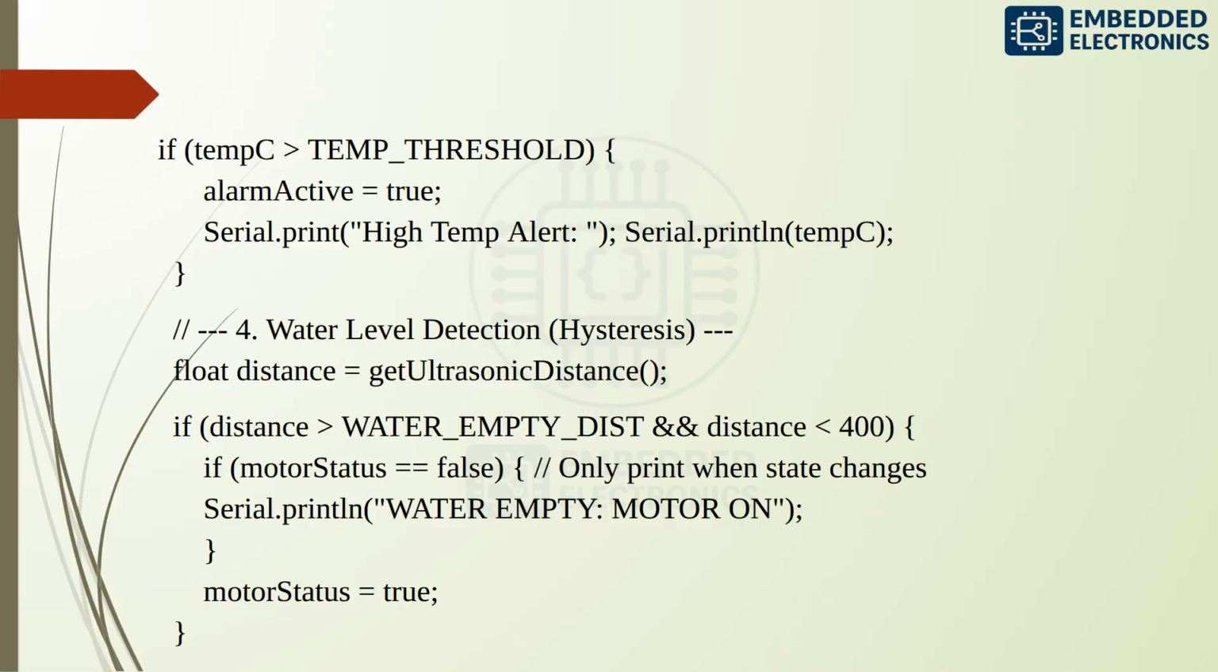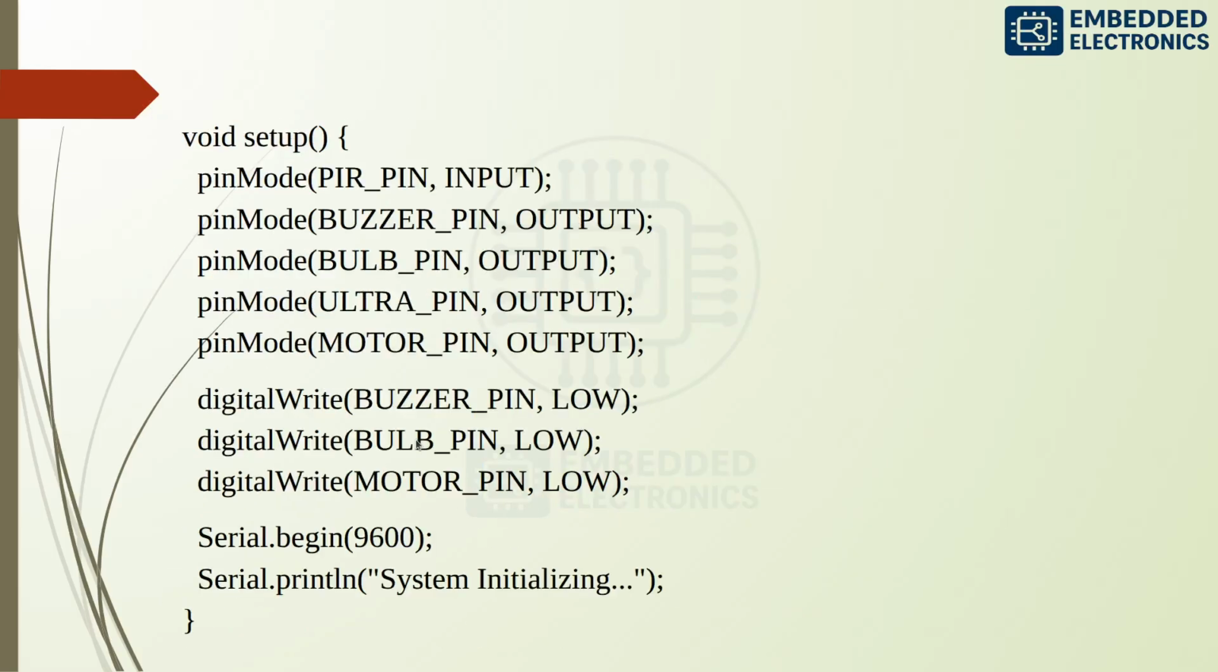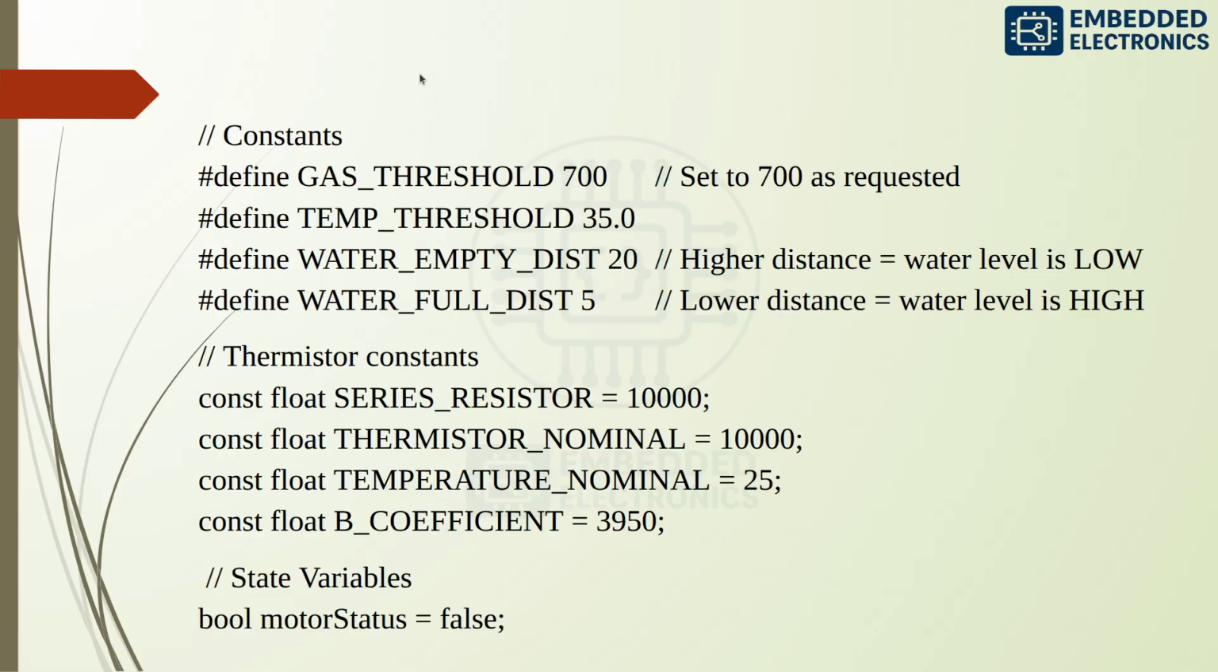It briefly turns the pin to output to send a sound wave, then switches it to input to listen for the echo. It compares the distance to a threshold. Here we have already defined the values. So it compares the distance with these values.